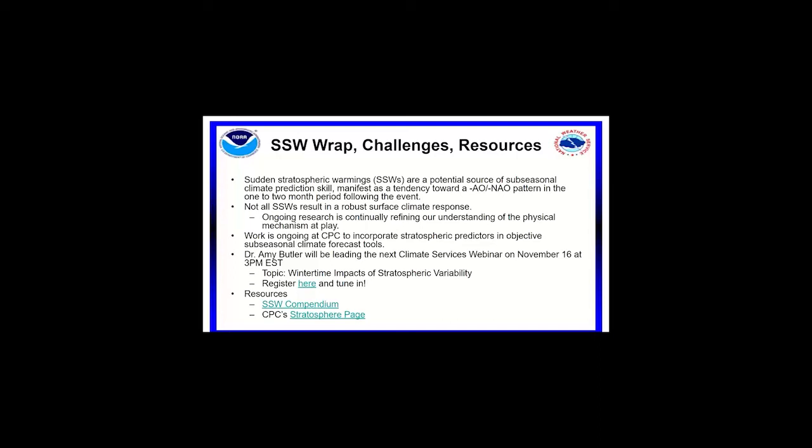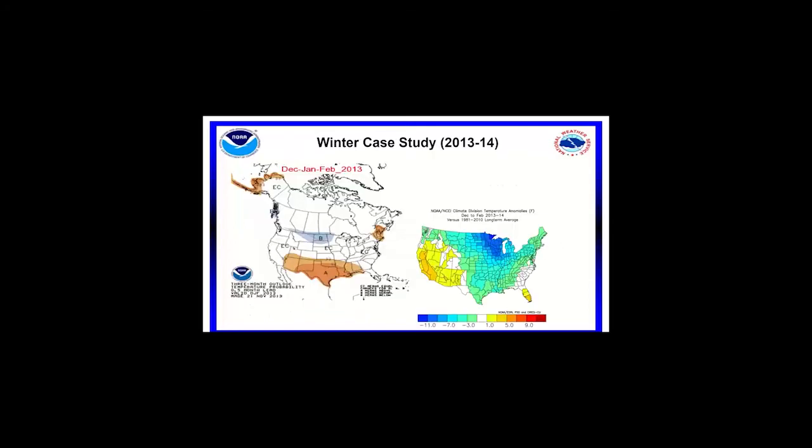The two resources I have here for you: there's the Sudden Stratospheric Warming Compendium that Dr. Butler co-produced and hosted on this website. So you can look at all the different events, their impacts, composite responses, again, to learn more about what's going on there. And then also CPC has a lot of good information on the stratosphere page, which you might find helpful. Okay, so with that, let's pivot into some case studies.